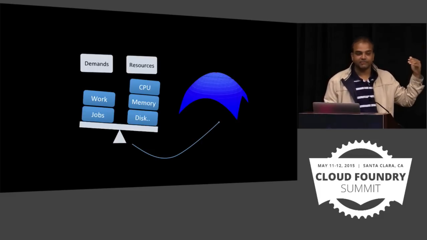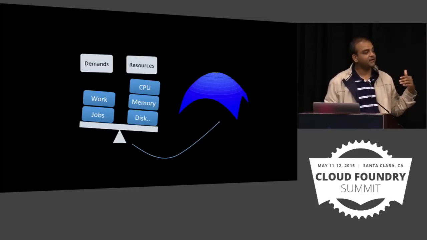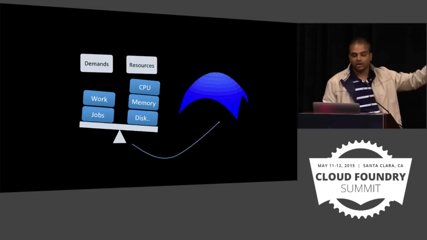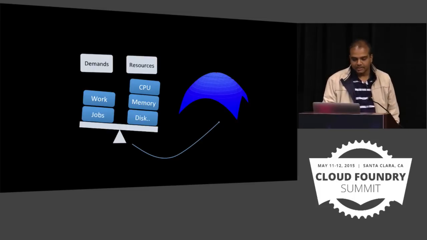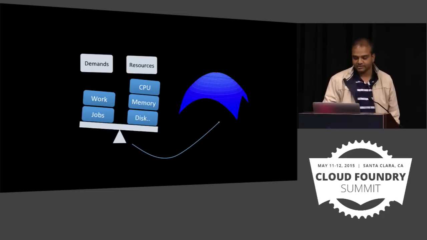We'll speak about the state of the art, what was being done before, what's happening right now, and what the Cloud Foundry team has done to get to the top of the curve. But things have been changing, right? We look at the evolution of resources, the evolution of demands, and how the optimization models have changed over the years.